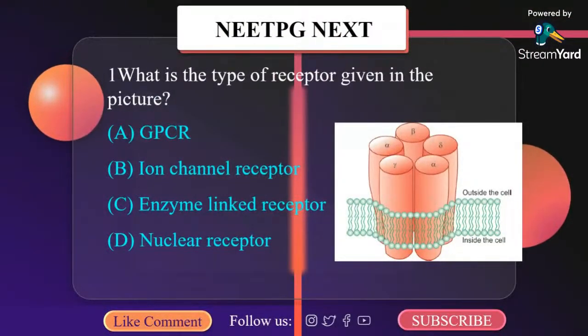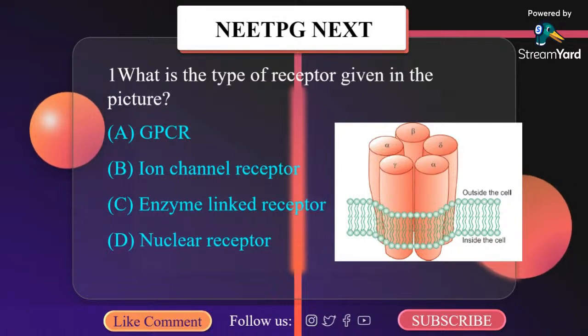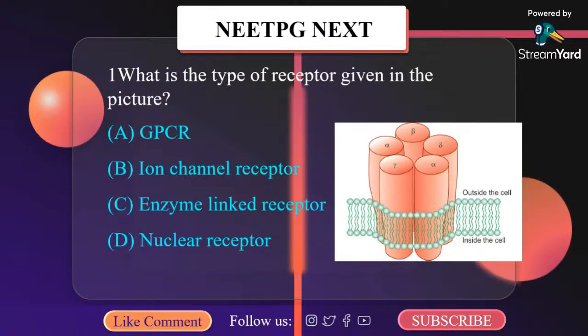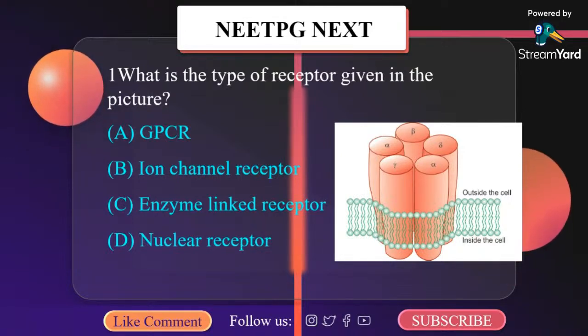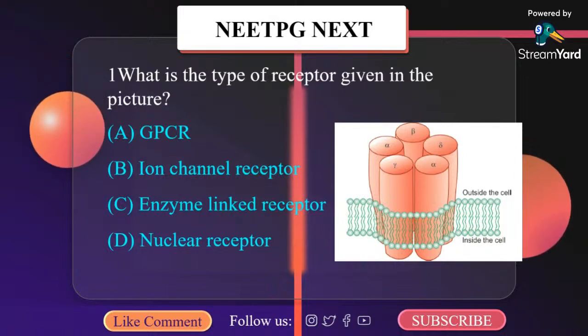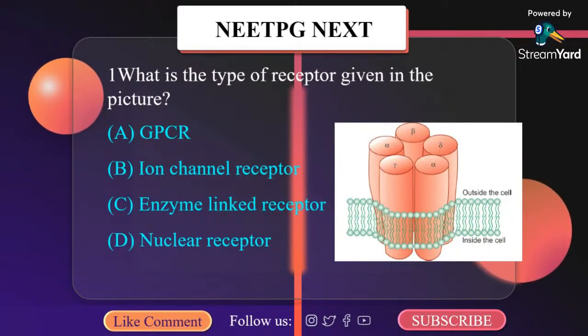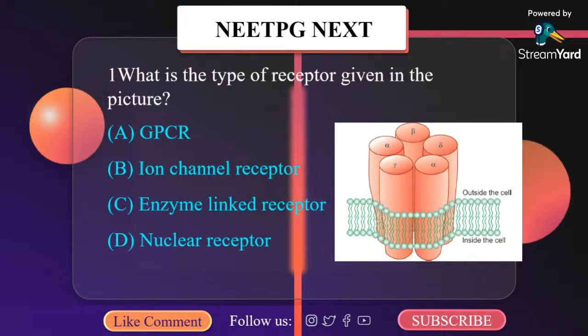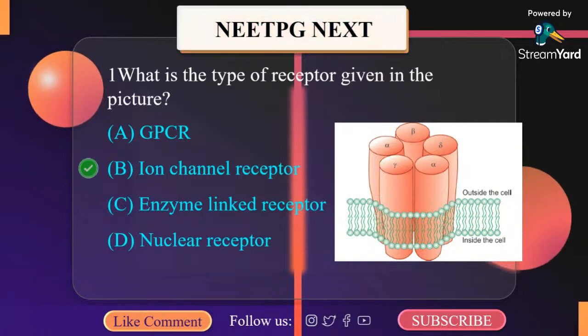What is the type of receptor given in the picture? A, GPCR, B, ion channel receptor, C, enzyme linked receptor, D, nuclear receptor. It is ion channel receptor. The pentameric structure in the picture is the nicotinic receptor made up of 2 alpha, 1 beta, and 1 delta subunit. Nicotinic receptor is a Na ion channel receptor.